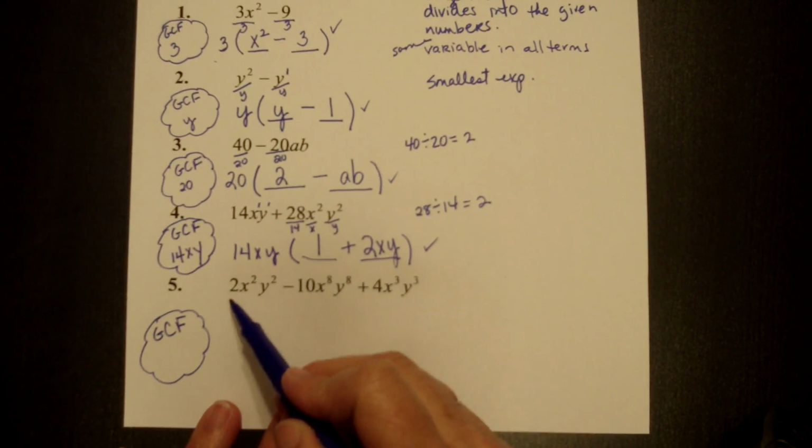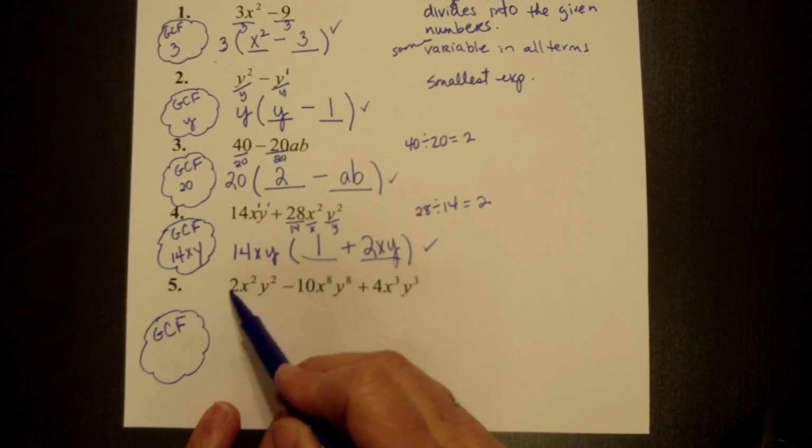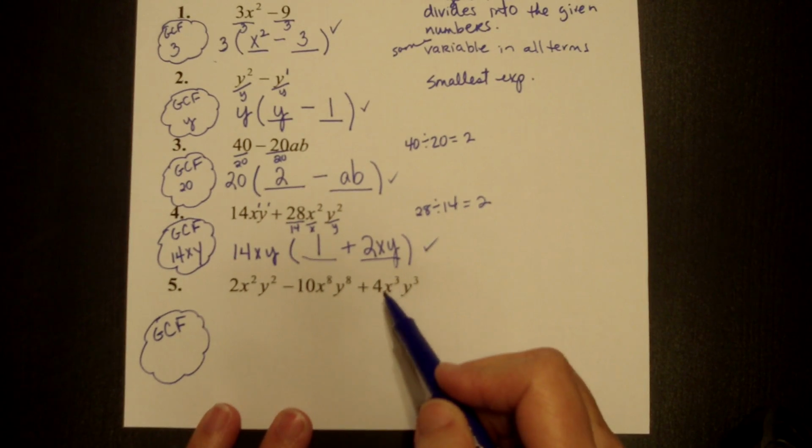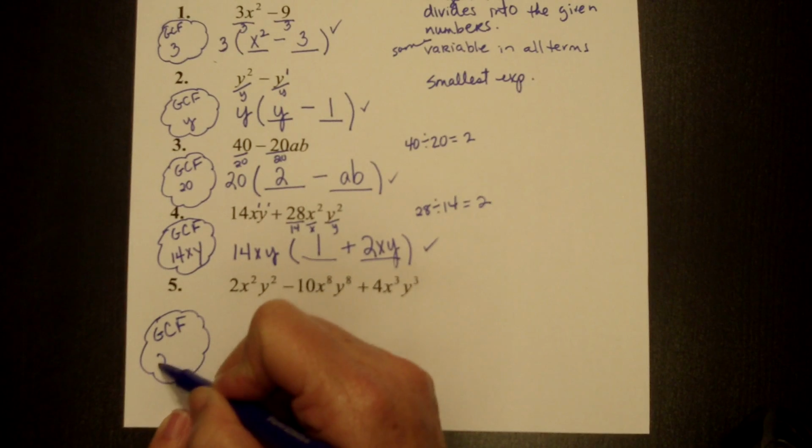other numbers. Does 2 go into 10? Yes. How many times? 5. Does 2 go into 4? Yes. How many times? 2. So I know that the greatest common factor would be a 2.